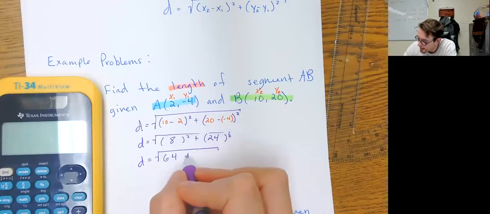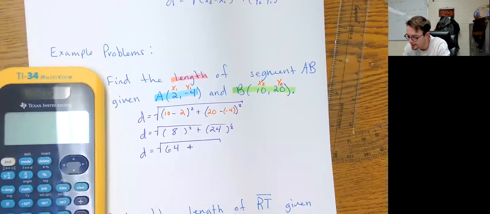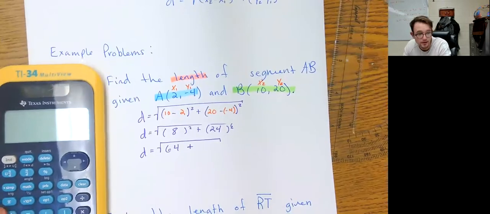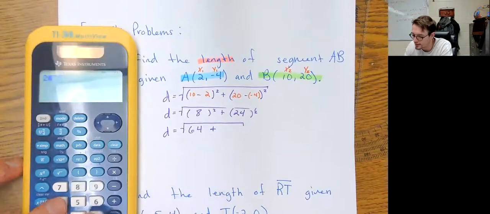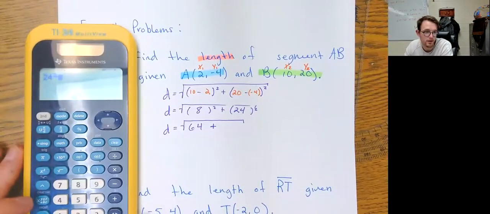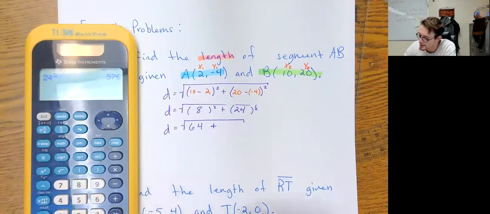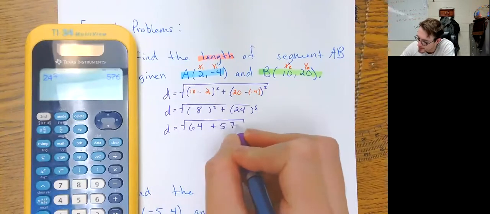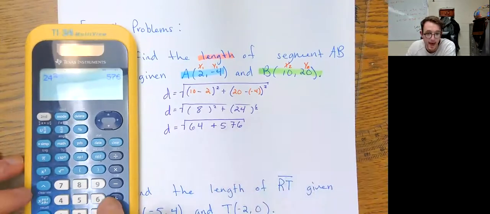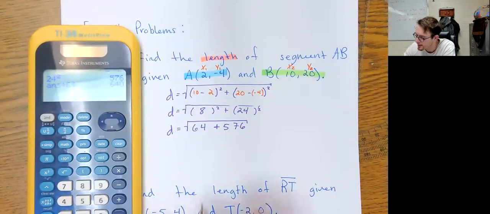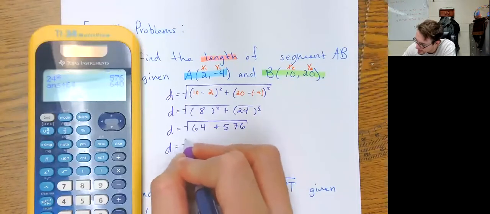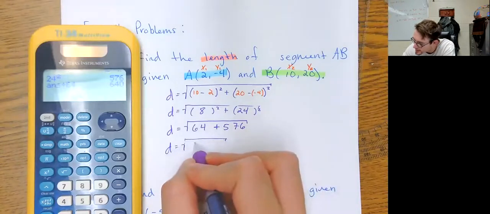I'm not going to lie, though. I do not know what 24 squared is off the top of my head. So 24, I got a little square button over here, so I can do 24 squared. And that equals 576. So I'm going to add to that 64, so plus 64. So I get d equals the square root of 640.